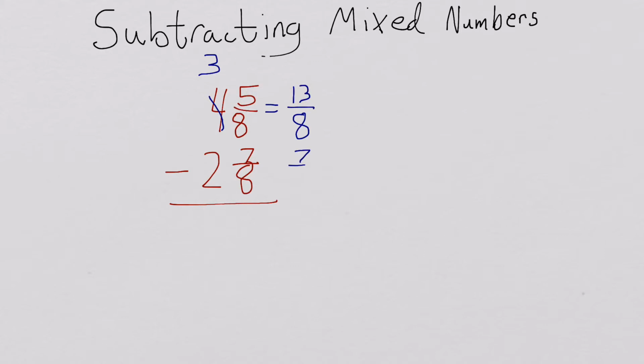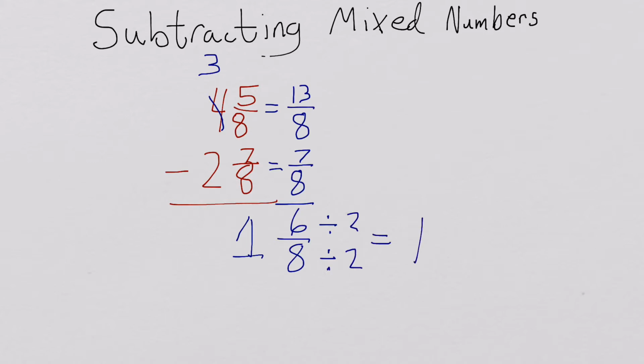Now I can subtract 7/8, because 13 is bigger than 7. So that ends up with 6/8, and 3 minus 2 gets me 1. So my answer is 1 6/8, and after some simplification, because we should always simplify, and they both share a common factor of 2, we get 1 3/4.